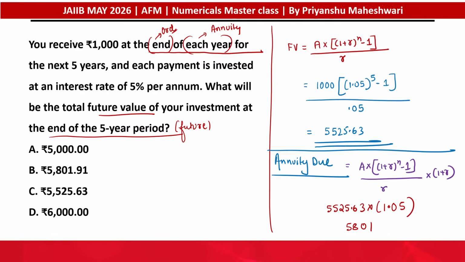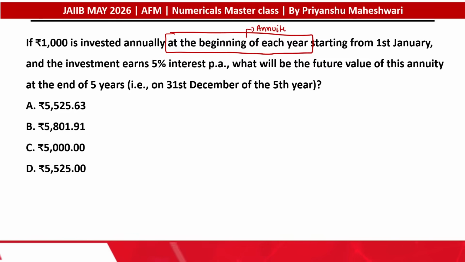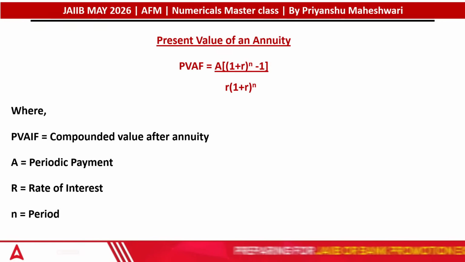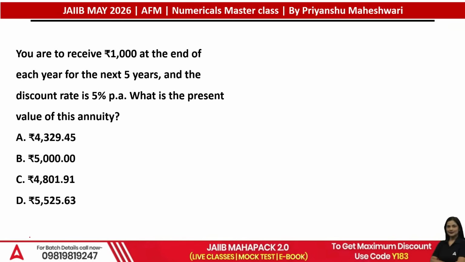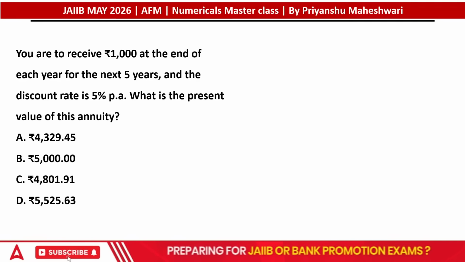Okay, see. Now, see this question. 1000 is invested at the beginning of each year. Correct? So, beginning means annuity due. Correct? Then, should we move ahead?